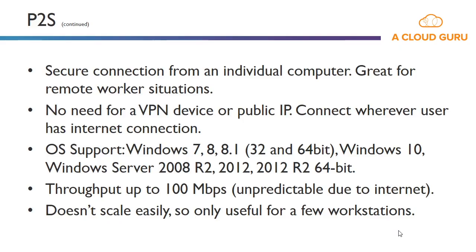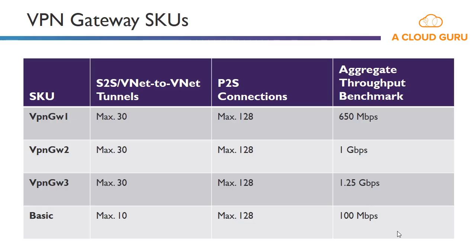Throughput's up to 100 megabits per second, and this is unpredictable due to the internet, and it just doesn't scale easily. This is difficult to manage. It's really only useful for a few workstations that you might want to connect in this manner. Now, in addition, you also need to know about the different VPN gateway SKUs that are available to you.